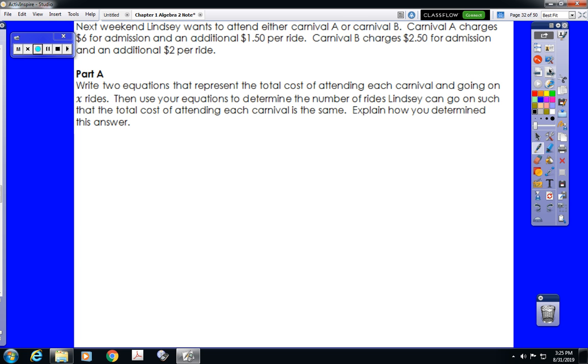So, each carnival, Carnival A and Carnival B, is described in terms of price in the problem. Carnival A charges $6 for admission and $1.50 per ride. Folks, that is information that you can use to write a linear equation. So for Carnival A, we have a $6 admission fee, that is an intercept, and $1.50 per, that's the key word there, per ride, which indicates that $1.50 is the slope. So we can say Y equals 1.5x plus 6. That would be the cost of attending Carnival A.